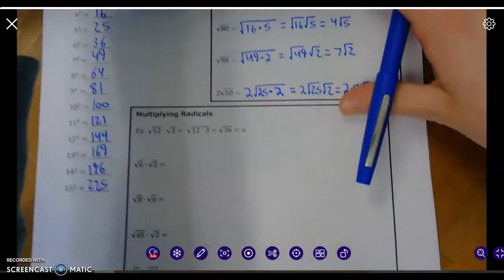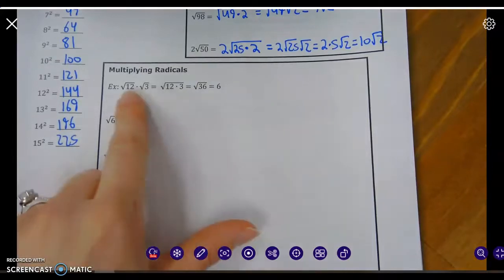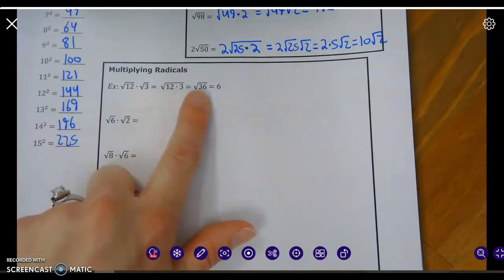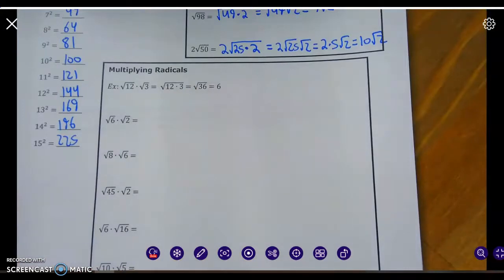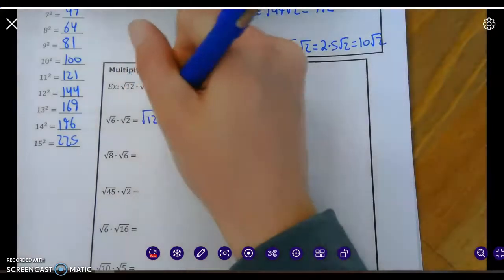Okay, and then now we're going to do that same concept, but with multiplying radicals. So what we're going to do is take two radicals that are being multiplied, and we're going to multiply those two numbers together to get a different number, and then simplify it from there. So we've got square root of 2 times square root of 6, so we get square root of 12.